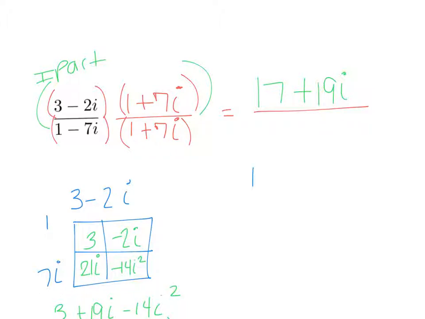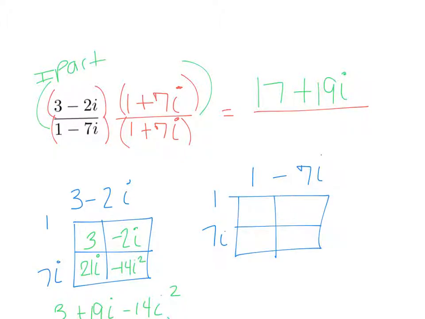Now I'm going to do the denominator with my box method. Now what should happen in the denominator, because they're opposite signs, the i should cancel out. So let's see what happens. 1 times 1 is 1. 1 times negative 7 is negative 7i. 7i times 1 is positive 7i. And then 7i times negative 7i is a negative 49i squared. And if you notice, these do cancel.